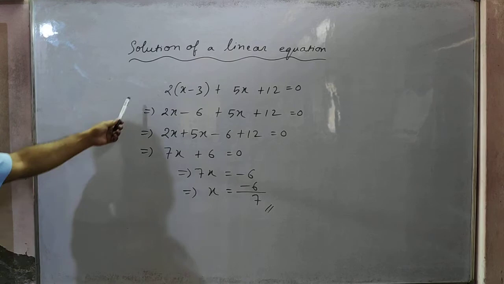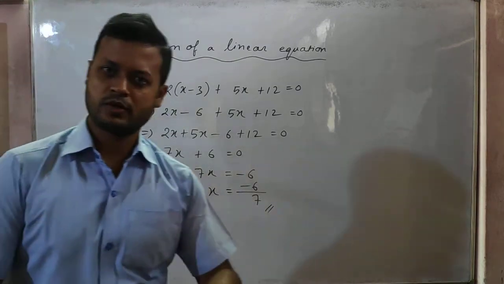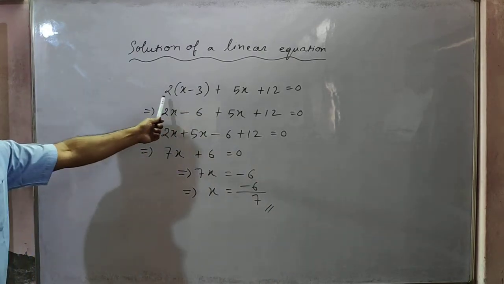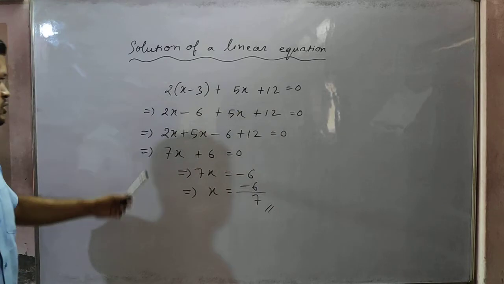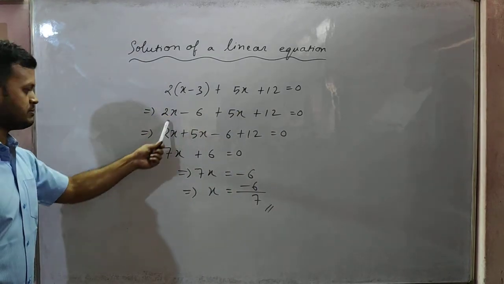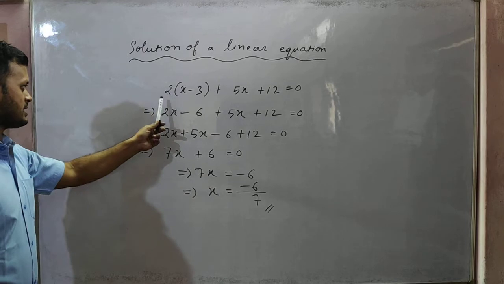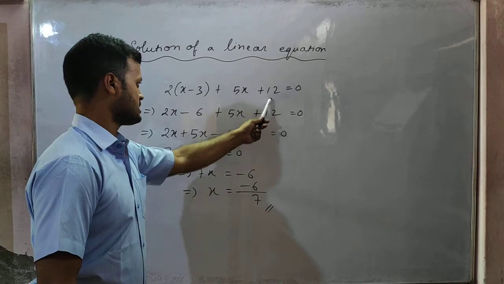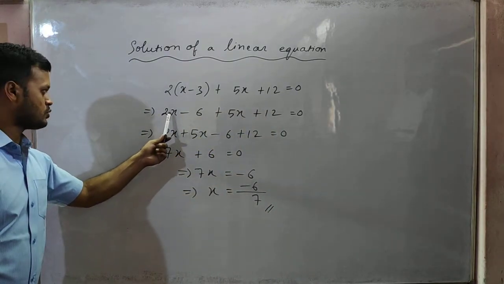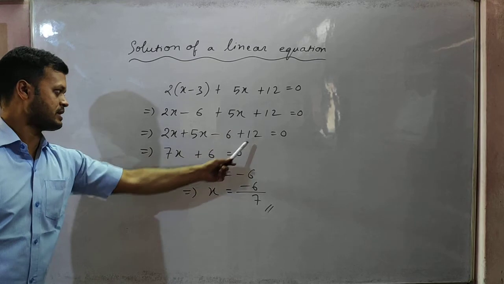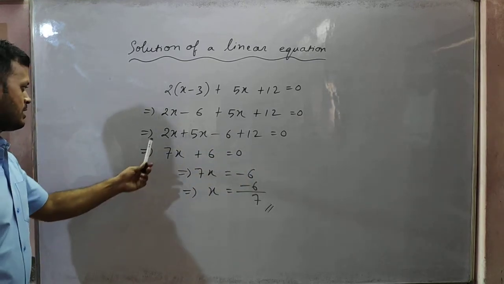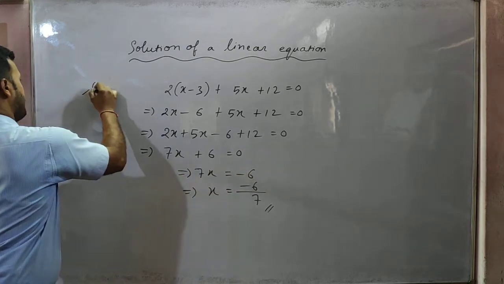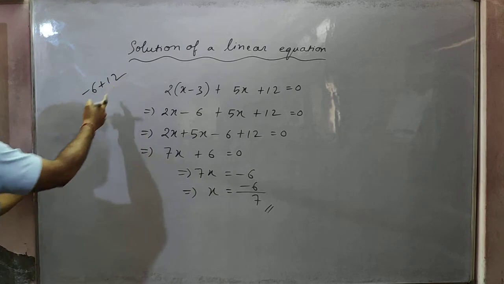So students, suppose this equation is given to you in one variable. This type of equation we got in class 8, isn't it? 2 into x minus 3 plus 5x plus 12 is equal to 0. So how did we solve this? 2 into x became 2x, minus 2 into 3 became 6, and plus 5x plus 12. Then 2x plus 5x is how much, students? It will become 7x. And minus 6 plus 12 will become how much?